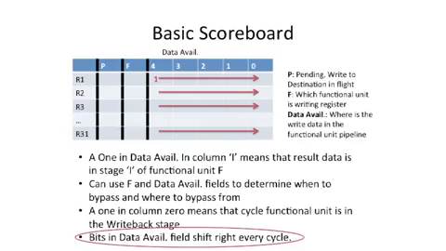Let's see, other things I wanted to say about this. I think we covered this all, yeah. So you need to use the functional unit and the data available fields to figure out when to bypass and where to bypass from. And then if the pending bit is just 0, that means go look in the architectural register file. Do not go pick it off of the bypass network.